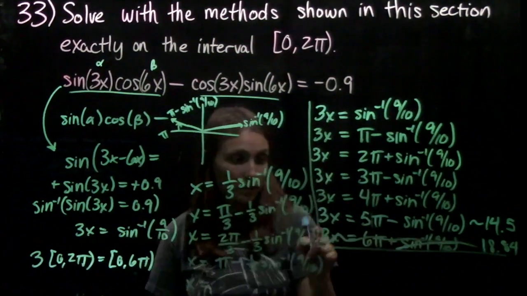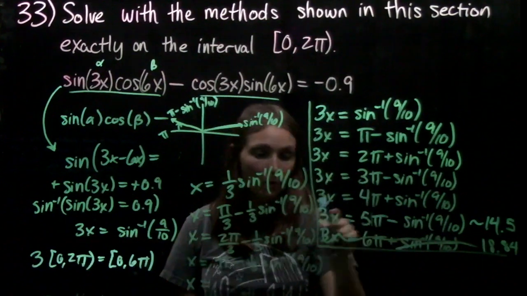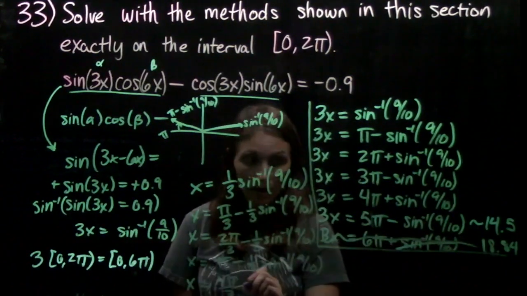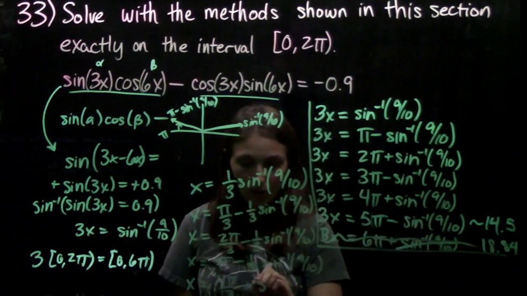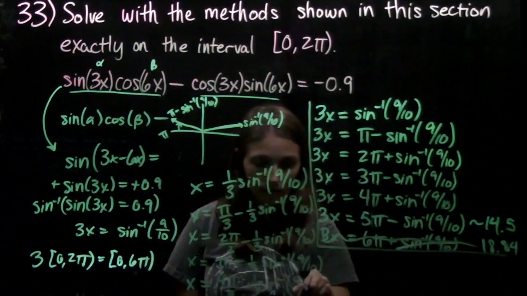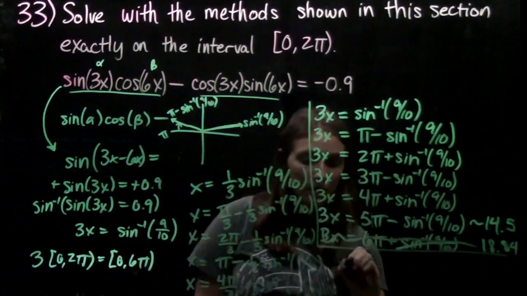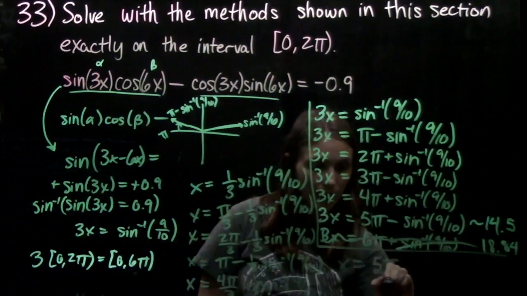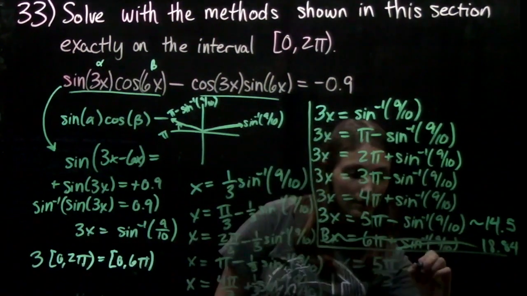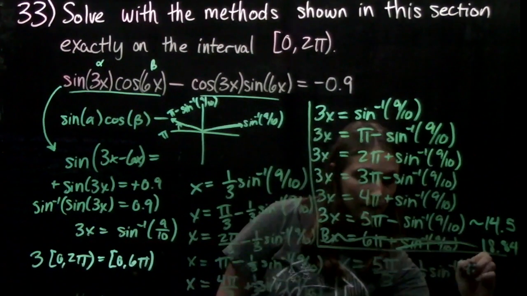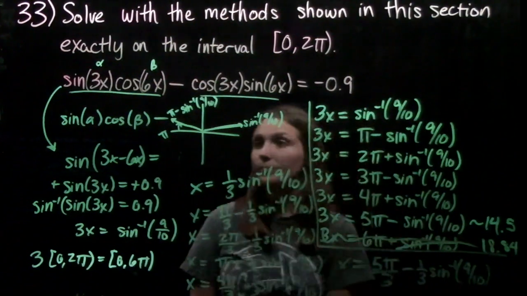We've got x equals, from this equation, 4 pi over 3 plus 1/3 sine inverse of 9/10. And finally, we get x equals 5 pi over 3 minus 1/3 inverse sine of 9/10.